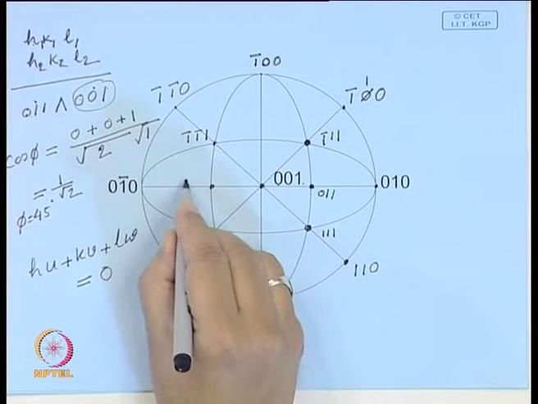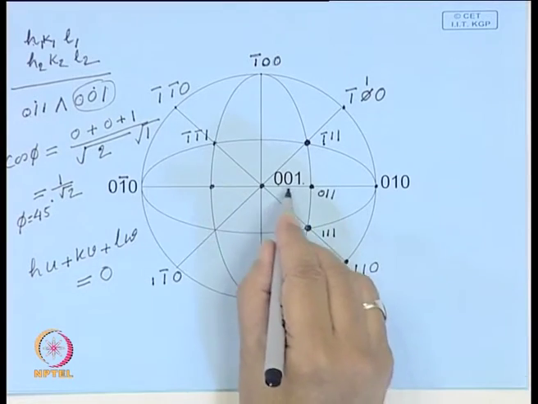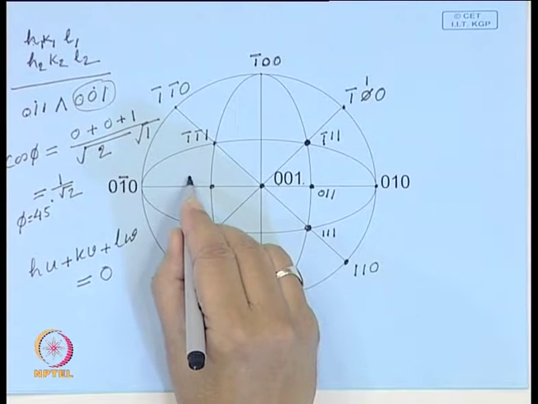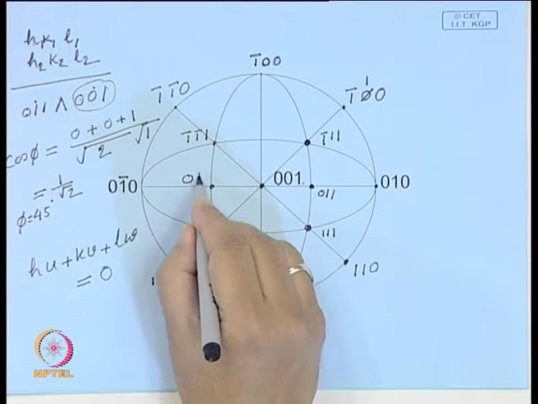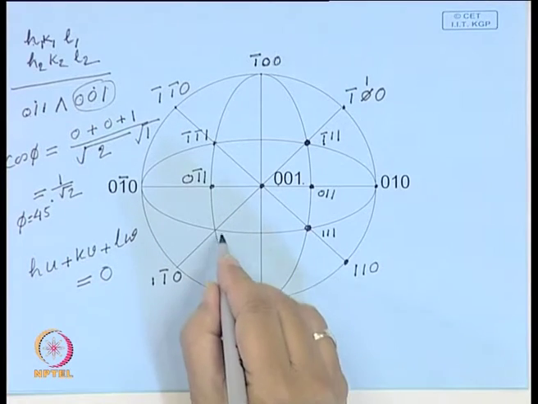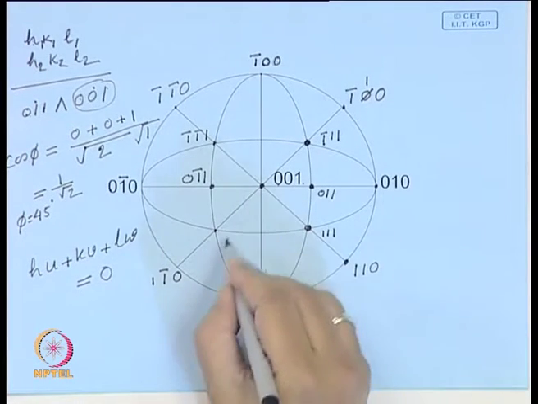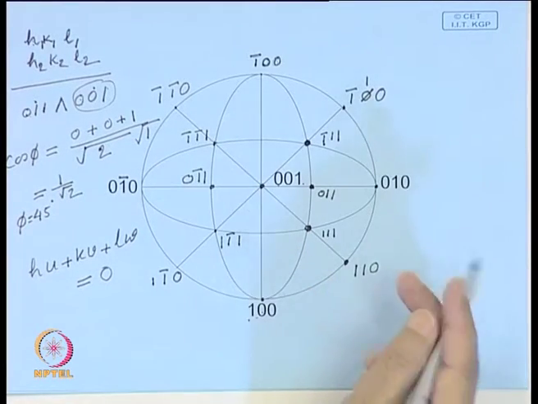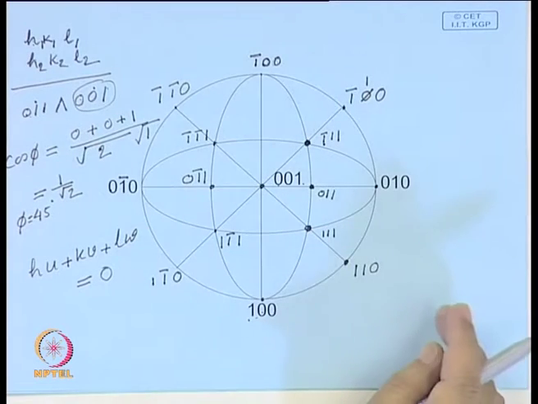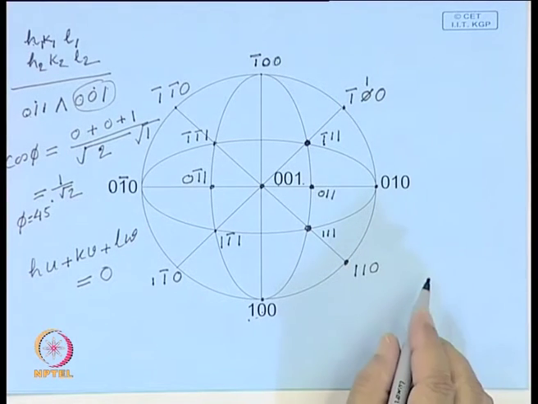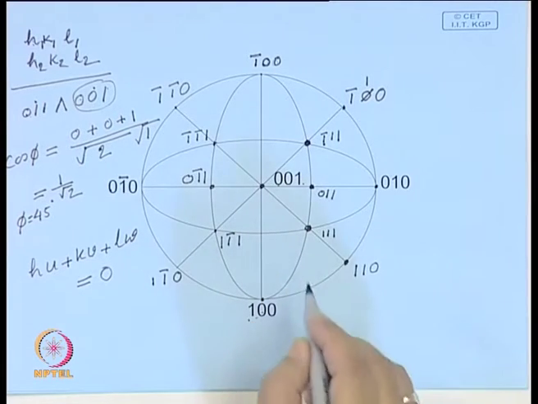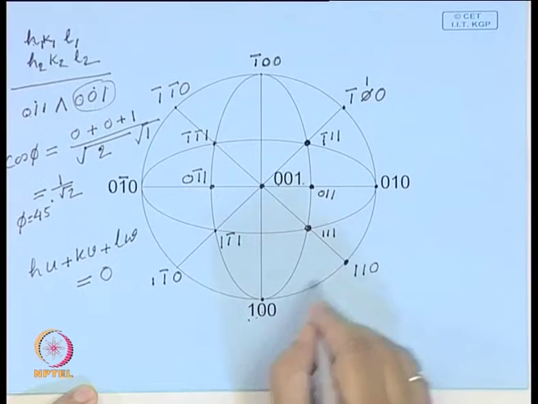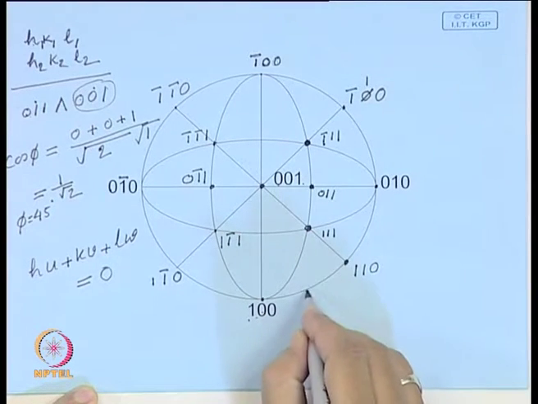This is 0 1 bar 1. This is 1 1 bar 1. So, we have indexed all this. So, now it is also possible to index the other directions as well. Say for example, you take somewhere in between the two. In between the two, you will get a pole.